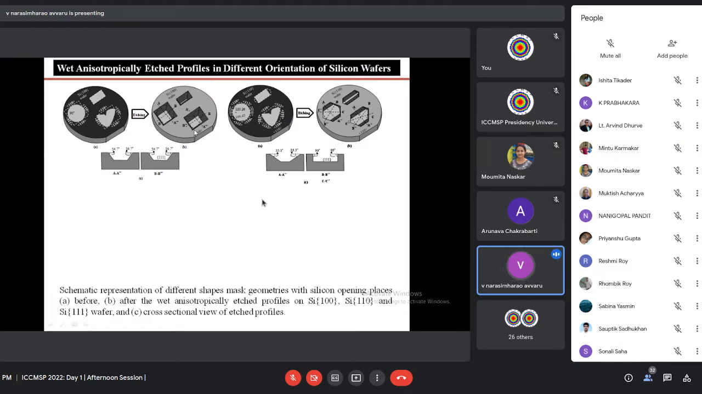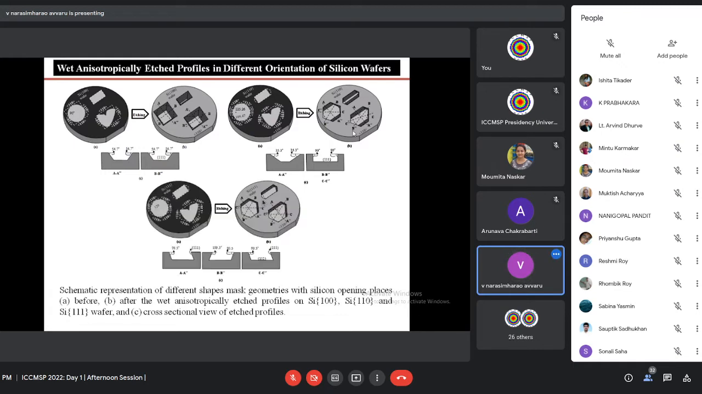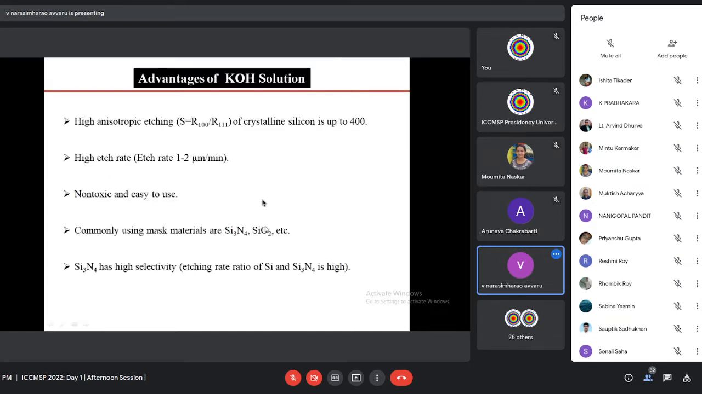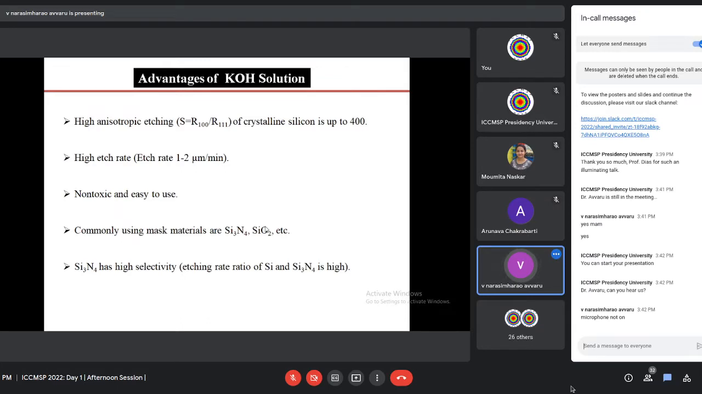Cavities like this are formed on the 100 wafer. This is the 110 surface, meaning the silicon wafer orientation is 110. This is the 111 wafer. The most commonly used anisotropic etchant is KOH. Why is it used? It has high anisotropic etching, high etch rate, is non-toxic and easy to use.